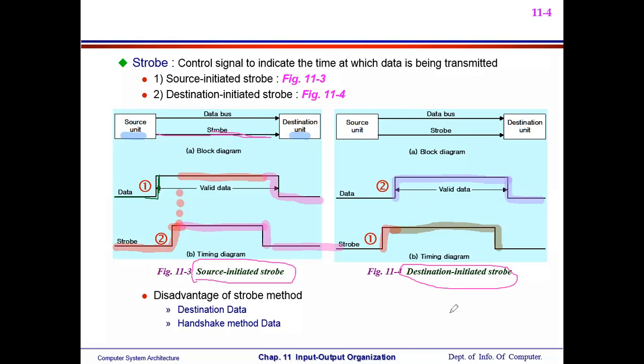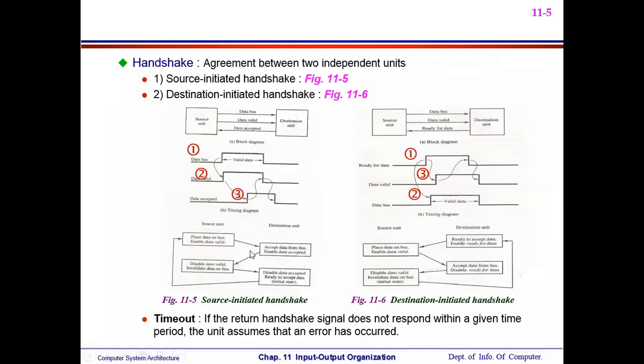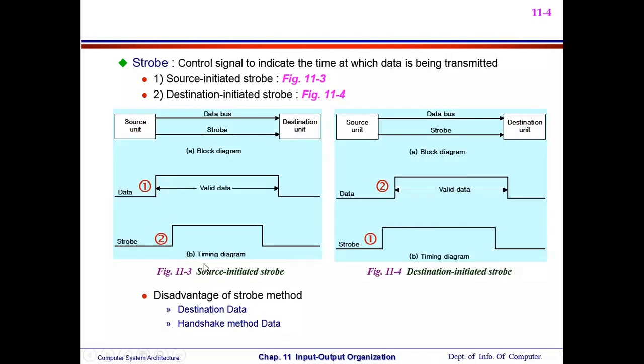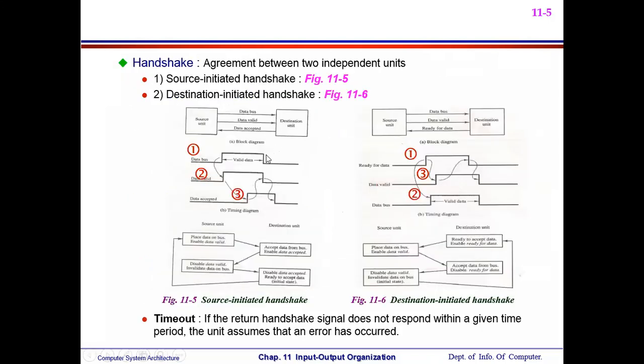So we have another method called the handshake method. Okay, understand? The second control signal is the handshaking control signal. In handshaking, there is an agreement between the two independent units. Here also we have two types of handshake control signals: one is source initiated handshake and the other is destination initiated handshake.